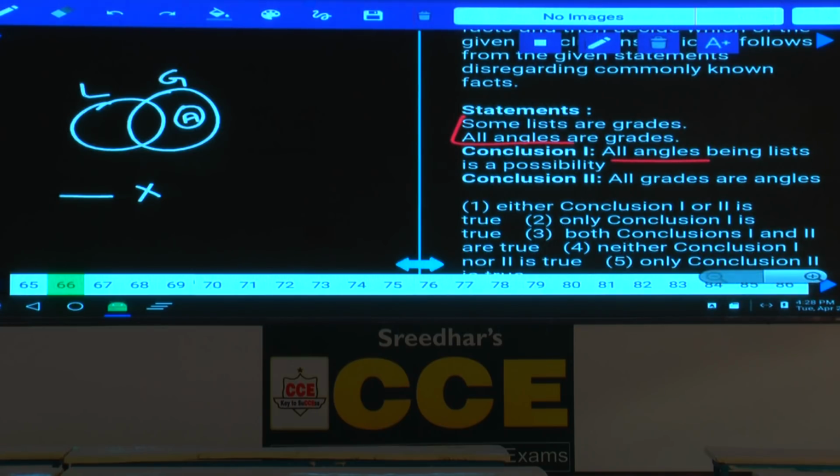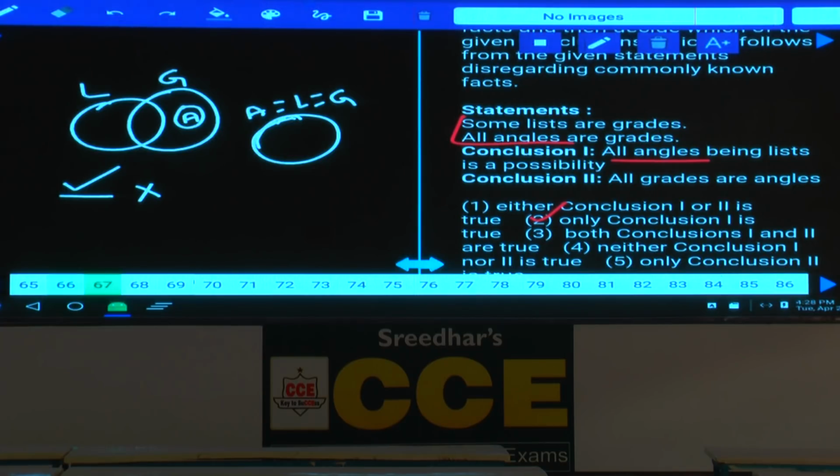Now the first one is a possibility. The statements are affirmative. For a possibility, we can write it as a single diagram. A equals L equals G. Hence all the things will be possible in this one. Hence all angles are lists is possible. Hence what is your answer? Only conclusion 1 follows. That is choice 2. Whenever the statements are affirmative, for a possibility, you can write it as a universal diagram. All these possibilities come under that category only.